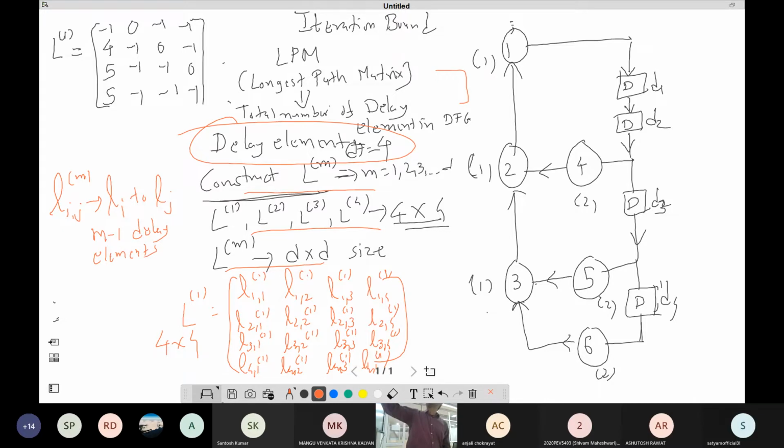So what is M over here for our first matrix? It is 1. So if I put M equal to 1, then there is 0 delay. So for this particular matrix, I need to find Lij of 1. That means Di to Dj with zero delay elements.